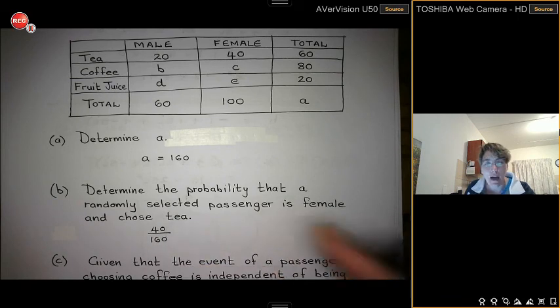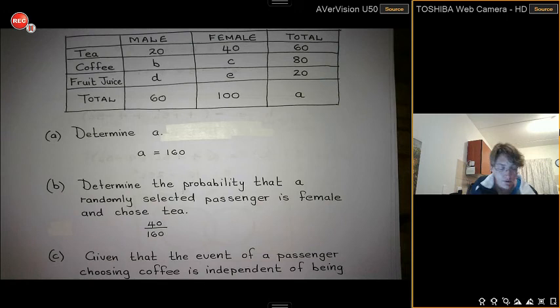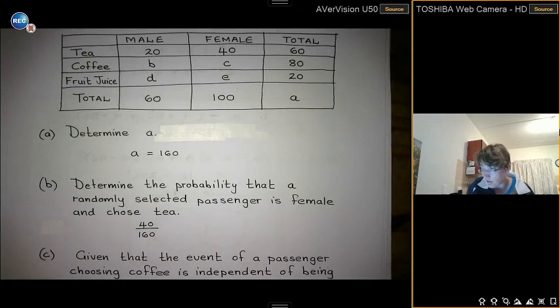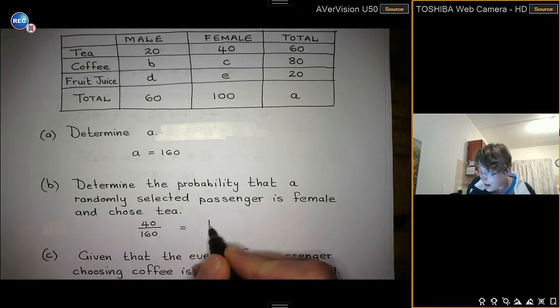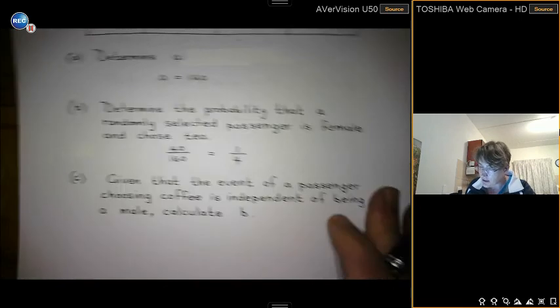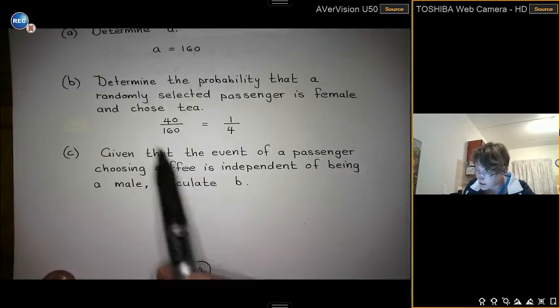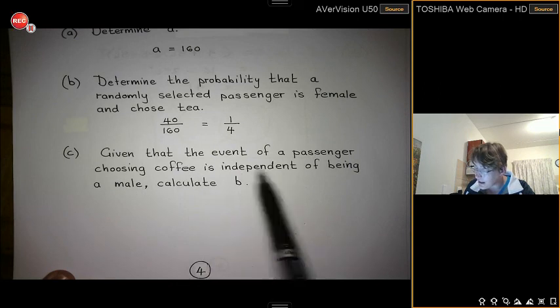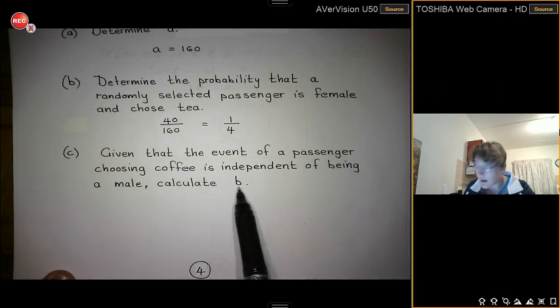If you do want to put it in simplest fraction form, so in other words, if you want to type this in and say 40 over 160 is going to give you 1 over 4, that's absolutely fine. But technically speaking, you don't even really have to do that. Okay, so now this is where it gets slightly trickier. They say, given that the event of a passenger choosing coffee is independent of being a male, calculate B.